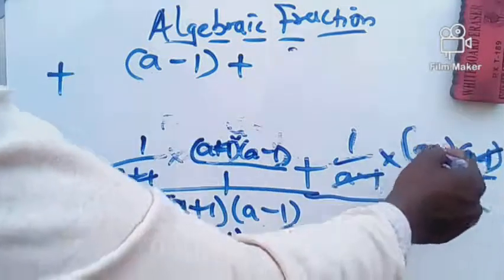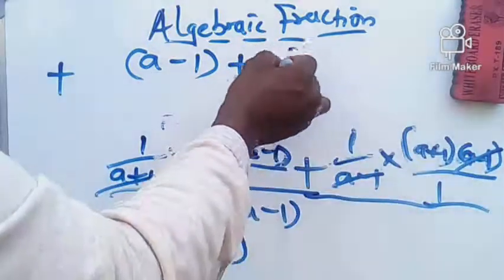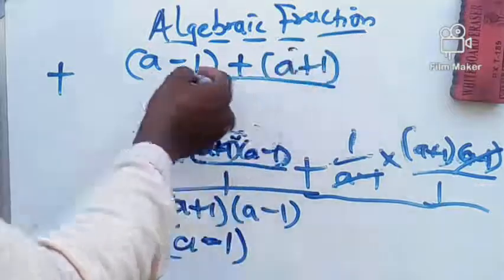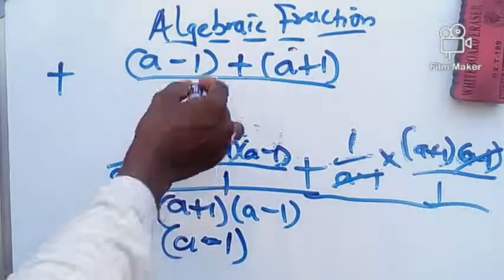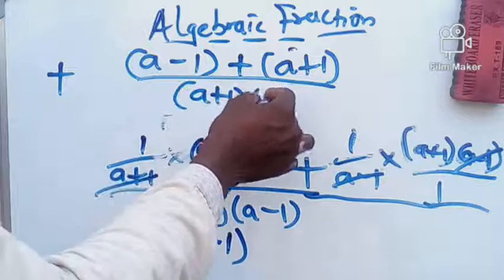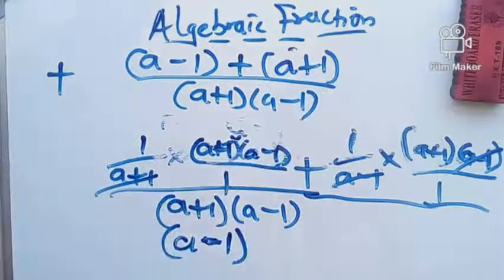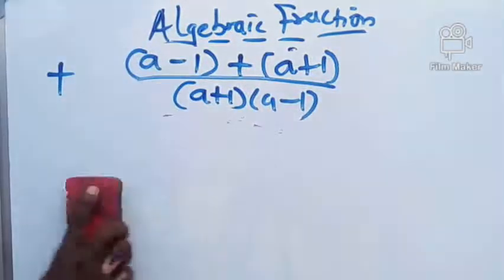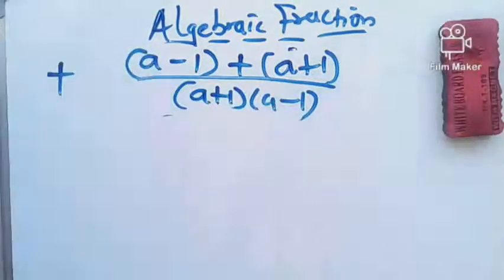So when this happens, you are left with a plus 1. And when a plus 1 multiplies 1, you're left with a plus 1 here. Everything divided by a plus 1, a minus 1. So to simplify further, we simply need to take off the brackets of the numerator.